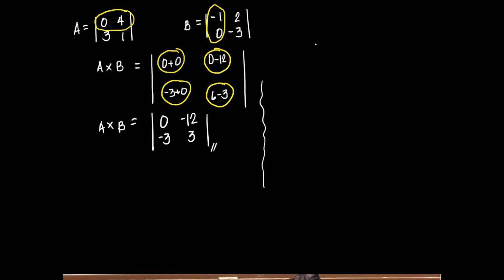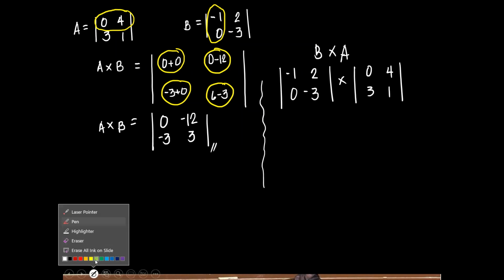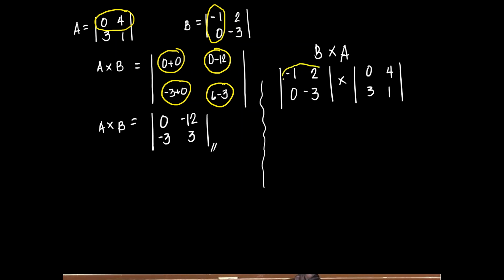Now, if I ask you B multiplied by, so I'll just write here, negative 1, 2, 0, negative 3 multiplied by A, which is 0, 4, 3, 1. Again, row by column. So let's encircle a sample row and column. For this one, guys, can you please tell me what is B by A? Let's create the circles first.